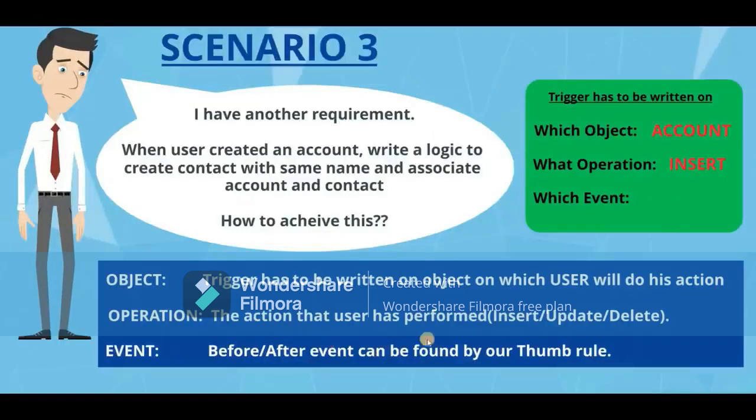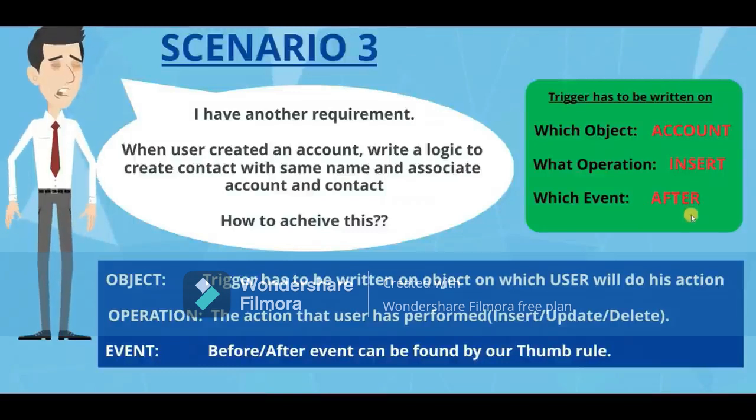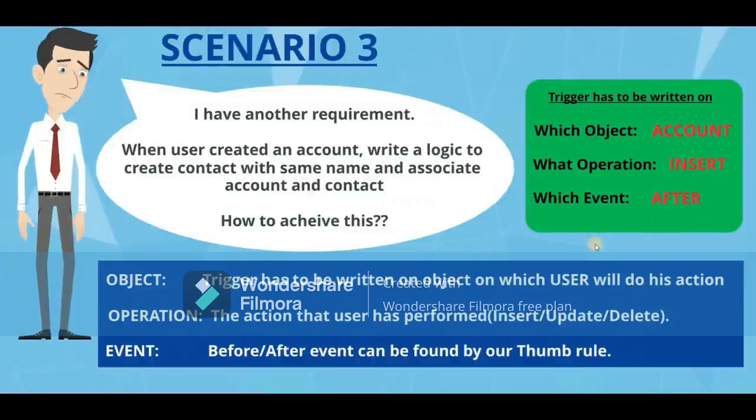Now the event, before or after, can be found by using our thumb rule. So what is our thumb rule? The thumb rule says if we need to update or pre-populate any field on the same record, or to fire an error validating the record, then go with the before event. But in our scenario, we are neither pre-populating nor validating that record. Hence, in any other condition, we need to jump to the after event. As we are creating a new contact for that account, we need to go for after. So the event would be after. Let's see how we can code that in the trigger.